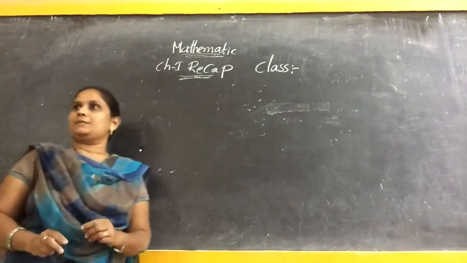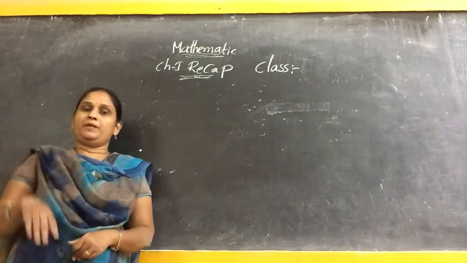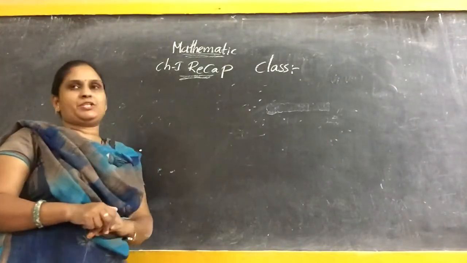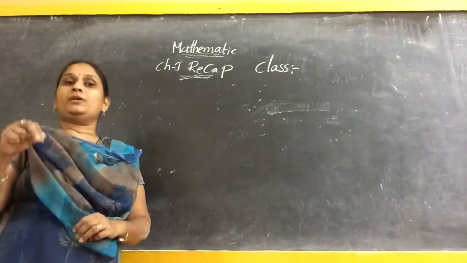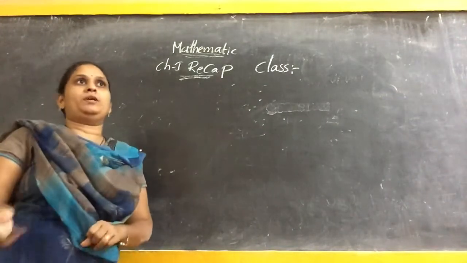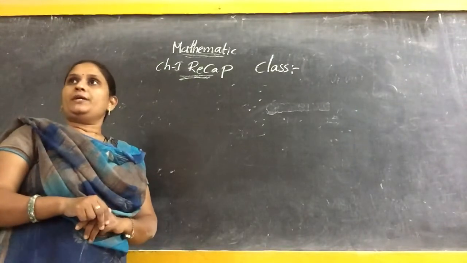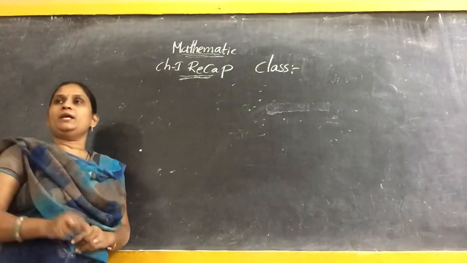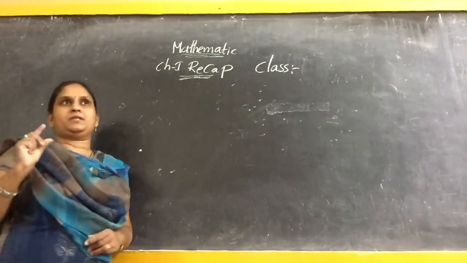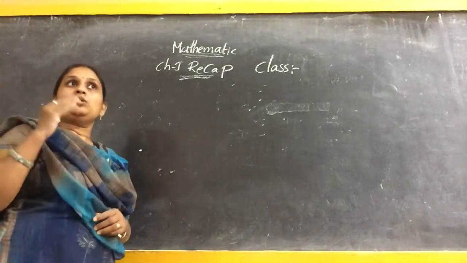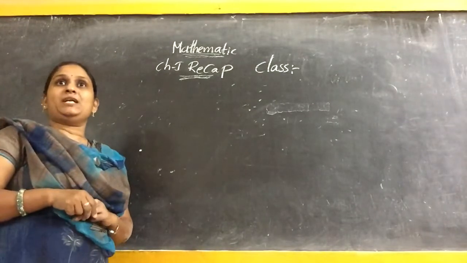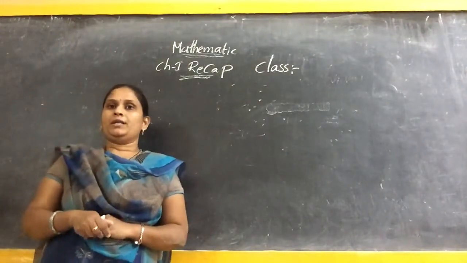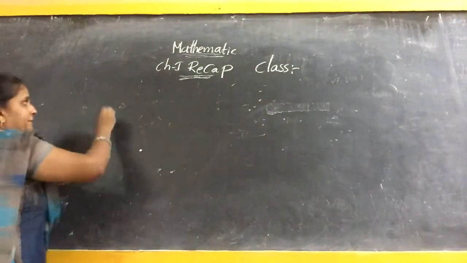So in this recap chapter we are revising whatever topics you have completed in previous sections. Before going to explain what the homework will be in the textbook, today I want to explain the concept of even and odd numbers. How to identify the numbers which are even and how to identify the numbers which are odd.